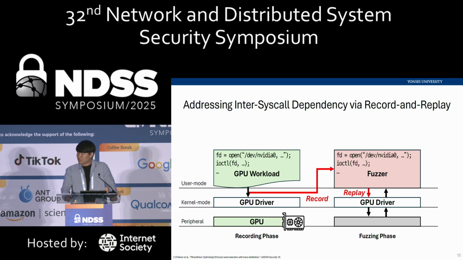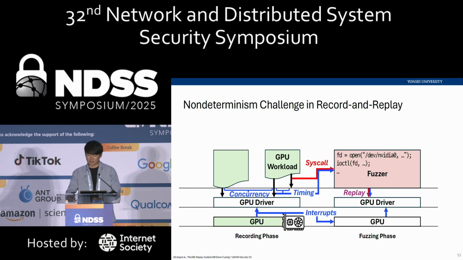Using record and replay actually is quite promising because it can also mitigate the first challenge. Dependency between syscalls can be mitigated because recordings generated from workloads are already in dependency-satisfying formats. However, a problem in record and replay is that deterministic record and replay requires recording and replaying all external and non-deterministic events. For example, this could be concurrency in multiple threads and timings between syscalls and device-side interrupts. And recording all of these could degrade fuzzing speed.